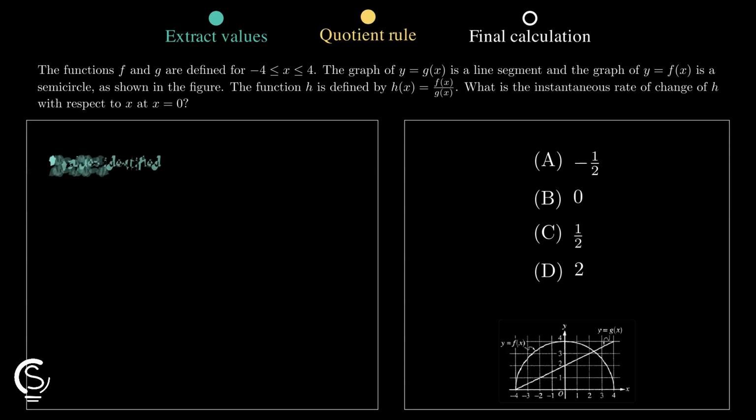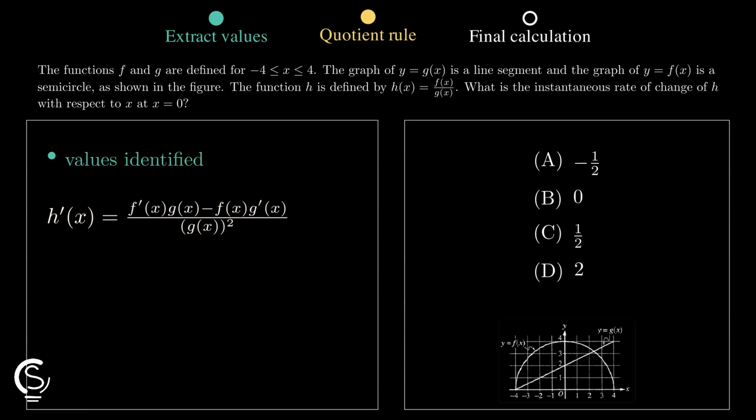Next, define h prime using the quotient rule. It is the derivative of the top times the bottom minus the top times the derivative of the bottom, all divided by bottom squared.